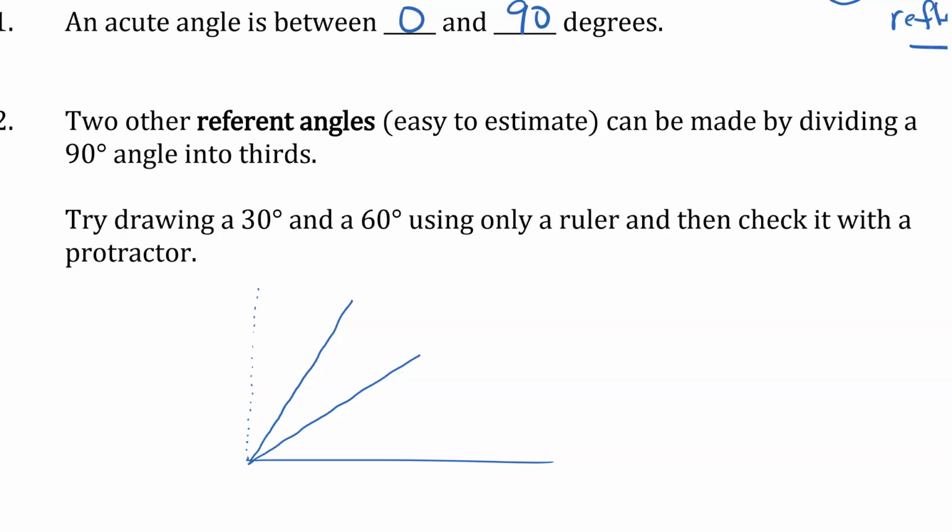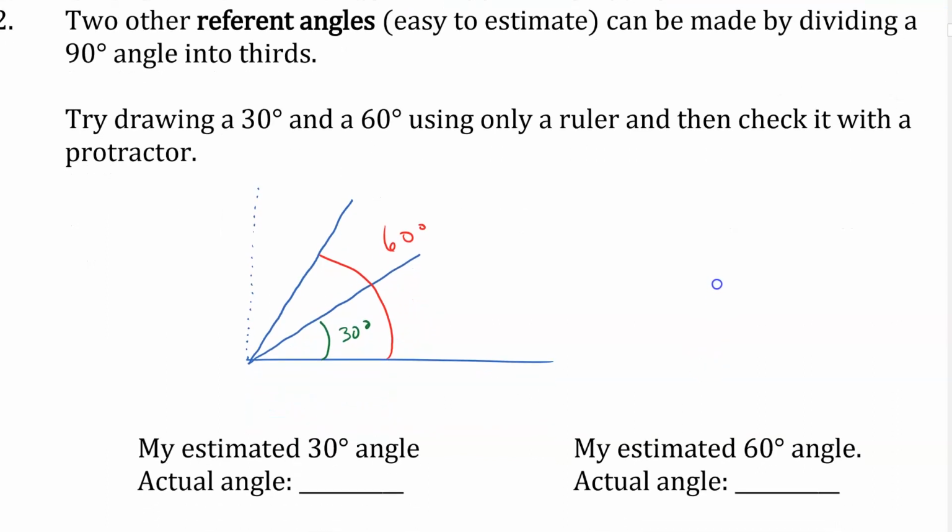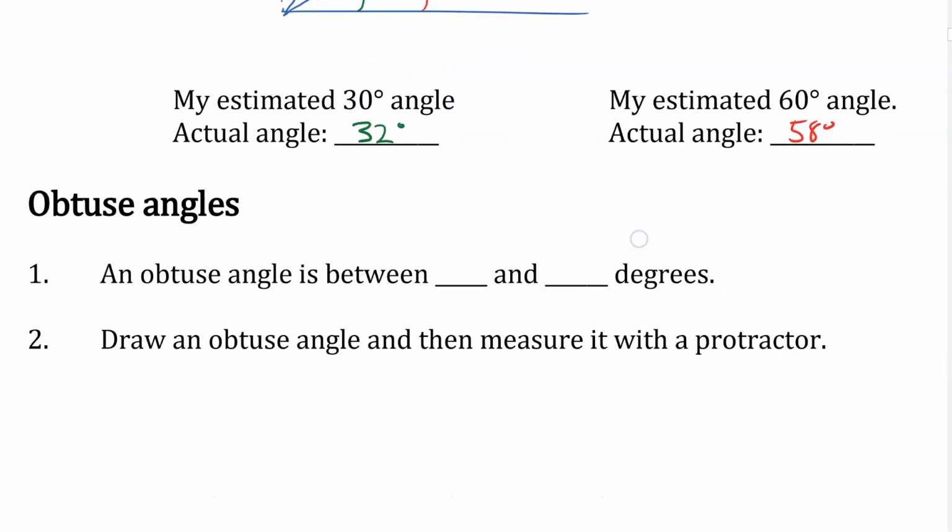So in other words, I'll draw in green, this would be my 30-degree angle. And I'll draw in red, that one would be my 60-degree angle. I hope that makes sense to you. And if you do have a protractor, once you've finished it, then you can measure it. And it's okay if you're not perfectly correct. So maybe I drew that first one a little bit too big. Maybe the first one was 32 degrees, and maybe that second one was 58 degrees when I measured it with my protractor.